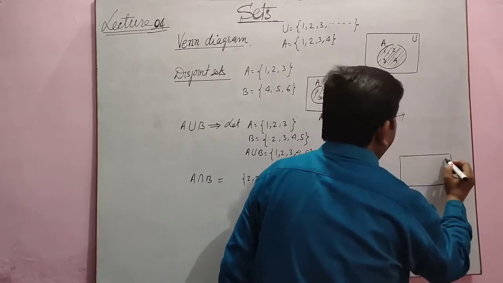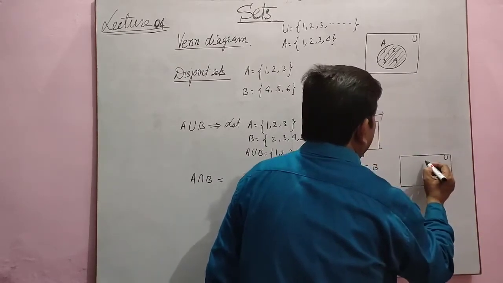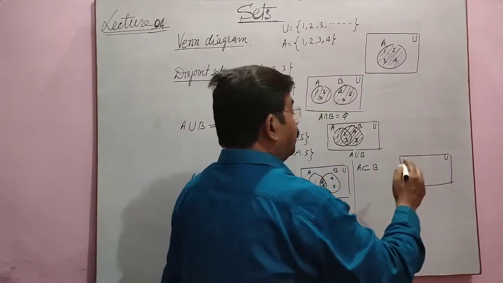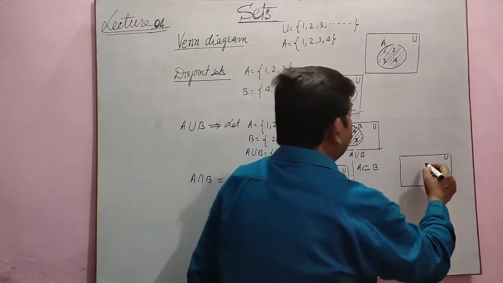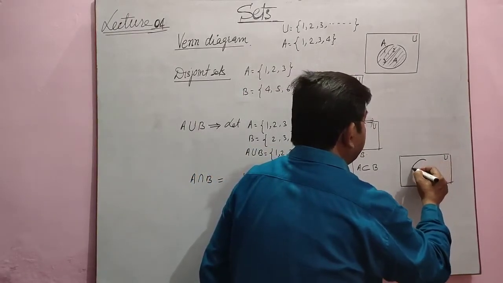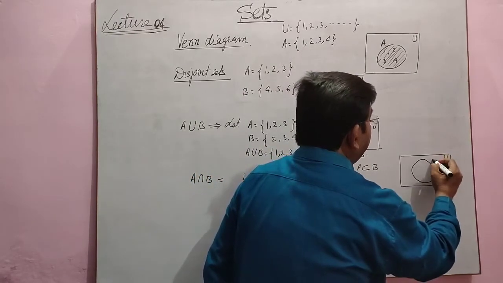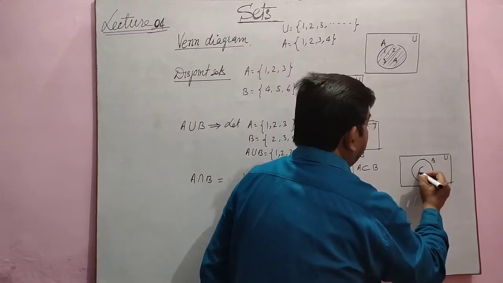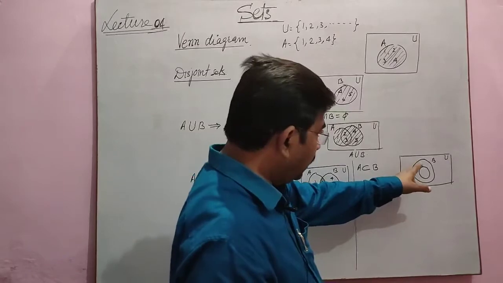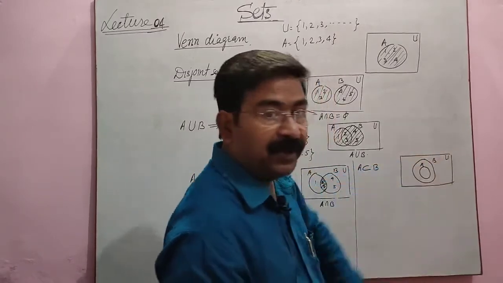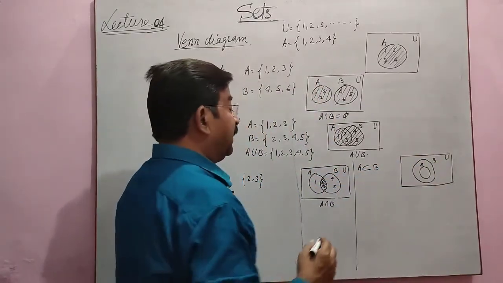In this one, we have the universal set. If the elements of A are found in B, it means B is a superset. So we have this set B, and here inside we have A. It means all the elements of A are found in B. A is a subset of B.